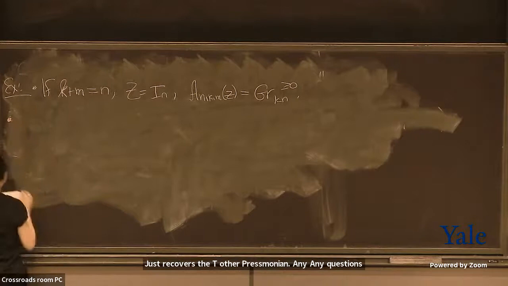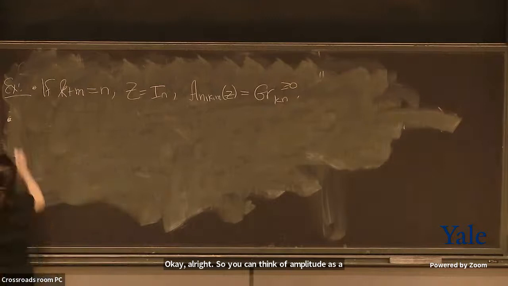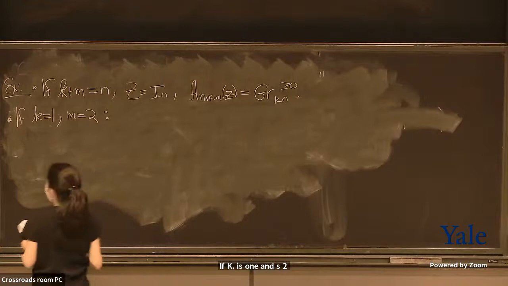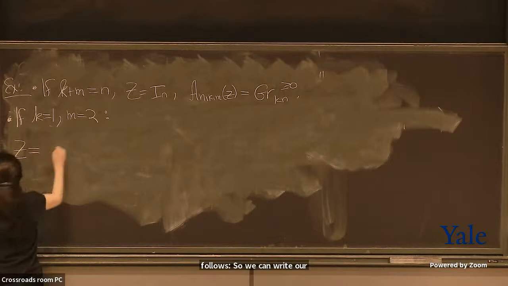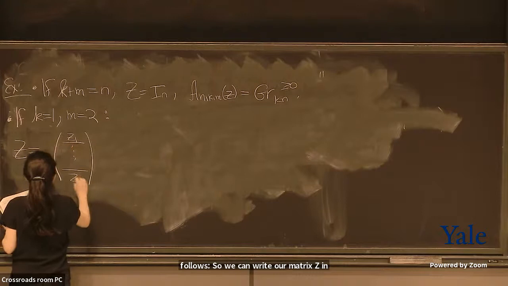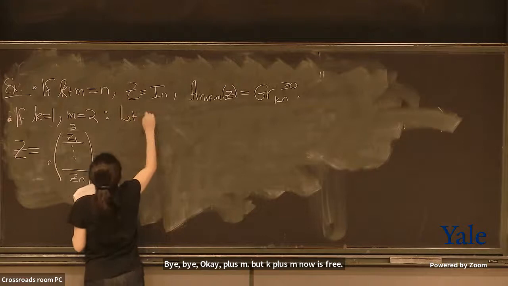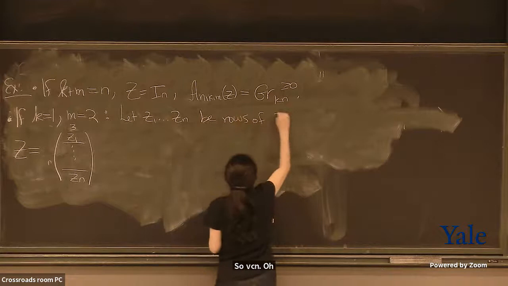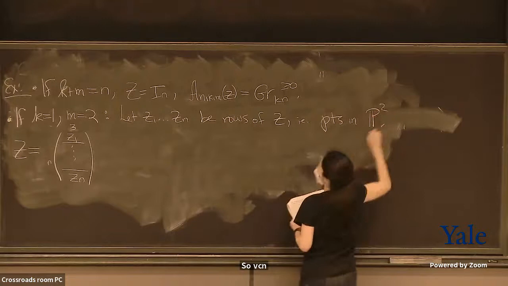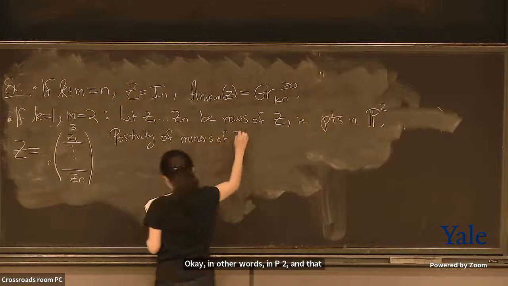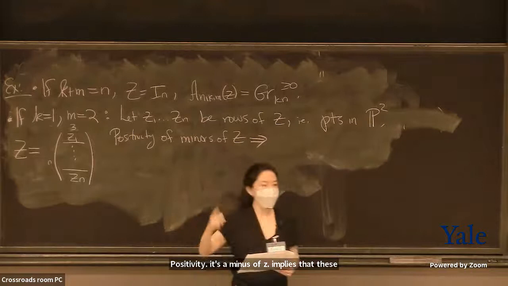Okay, so you can think of the amplituhedron as a generalization of the TNN Grassmannian. If k is 1 and m is 2, then let's think about it as follows. We can write our matrix Z in terms of its row vectors: n by k plus m, but k plus m now is 3. So these are the n rows of Z, in other words, points in P2. And now positivity of the minors of Z implies that these points in P2 are oriented, say, clockwise when we draw them in the plane.